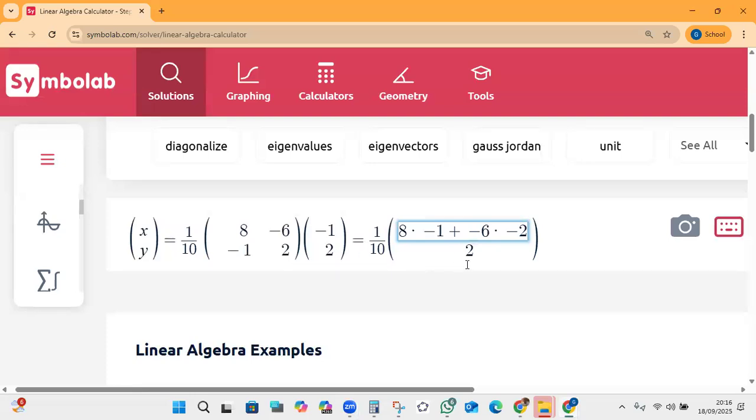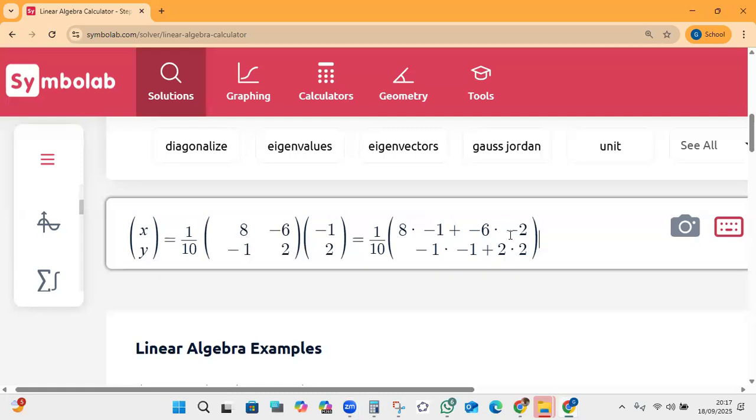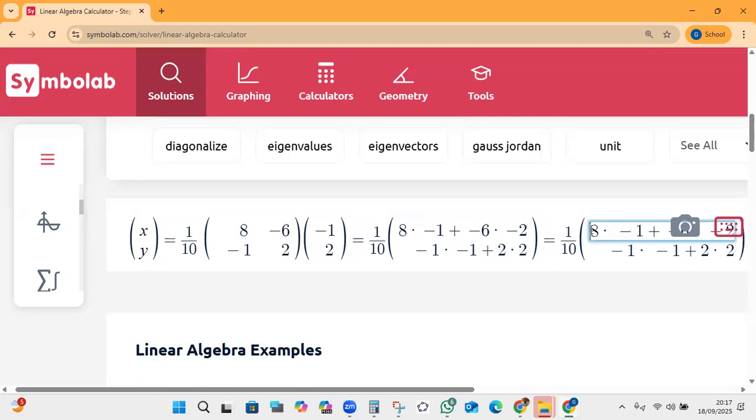And we do that with the row below, the second row, to the same column. So it's -1 times -1, plus the 2 times 2. So let's simplify this.